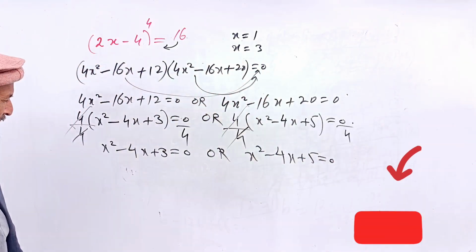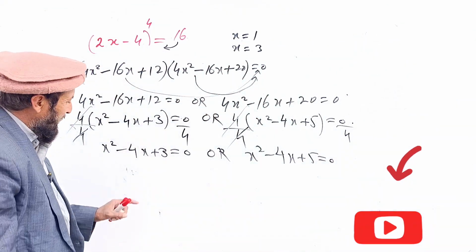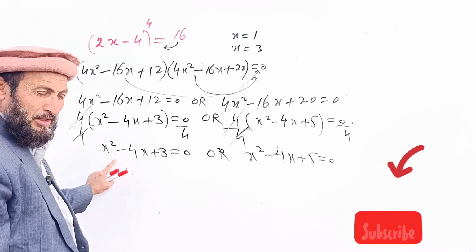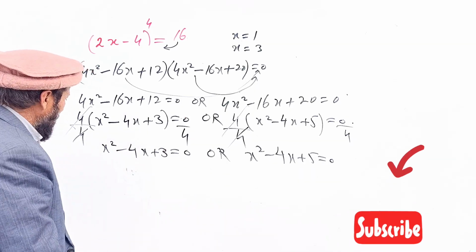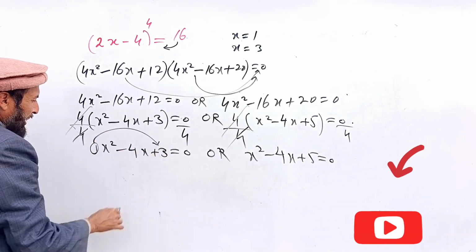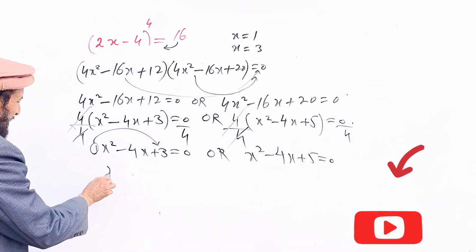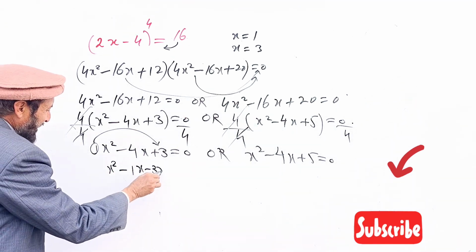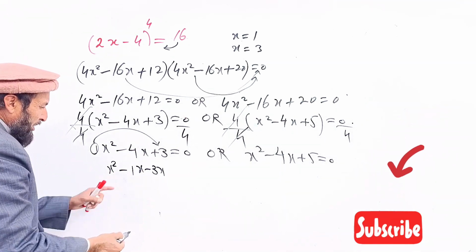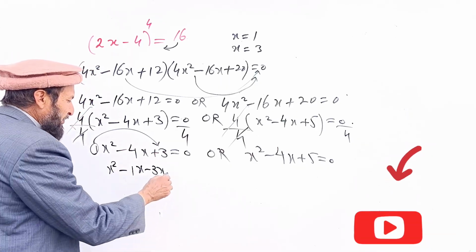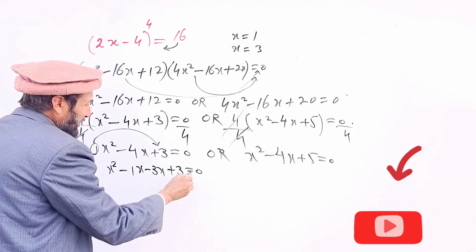Now we can solve by the factorization method, the completing square method, or the quadratic formula. With factorization, the first term is 1 and the product is 3. We split the middle term into minus x minus 3x: adding minus 1 and minus 3 we get minus 4, and multiplying them we get plus 3.